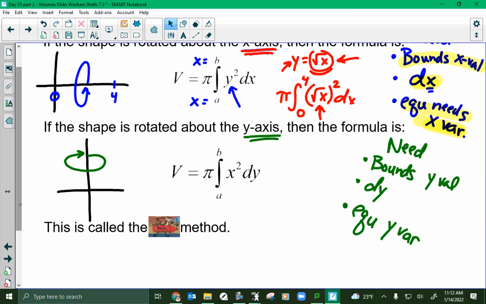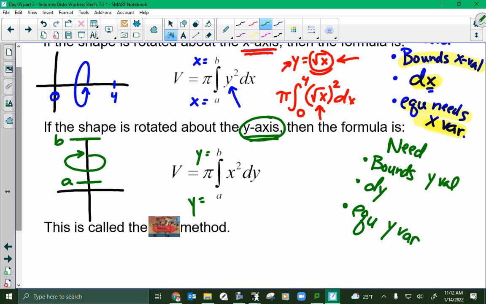Notice, okay, volume equals pi times the integration of a to b. Now remember, these should be y values here. So I'm going to have some value a on the y-axis to some value b on the y-axis. How come? Because we're rotating it around the y-axis. We also need a dy. Again, y-axis, you need your bounds to be y values. You need dy, and your equation needs to be in terms of y, meaning you need y variables in your equation. This does not have y variables. This actually has the x variable.